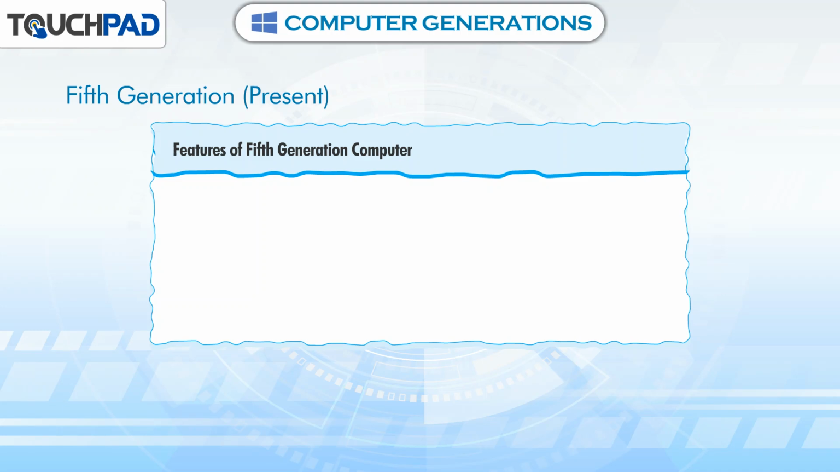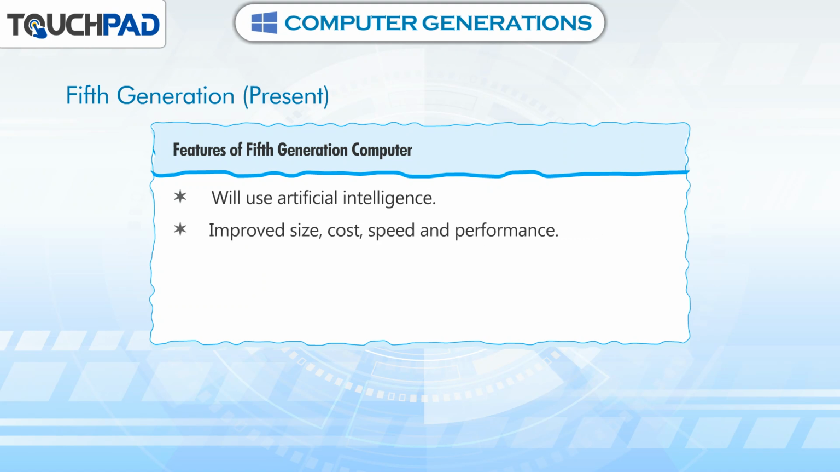Features of fifth generation computer. Will use artificial intelligence. Improved size, cost, speed and performance. New versions of GUI operating systems are developed.